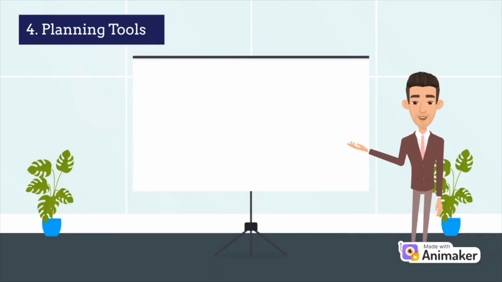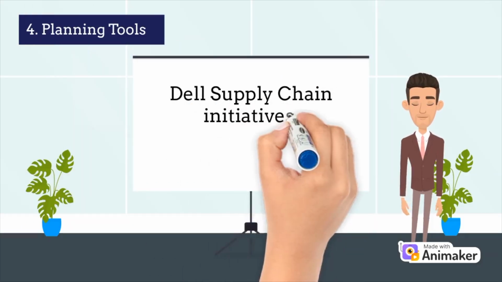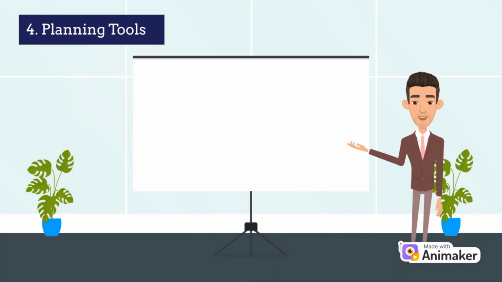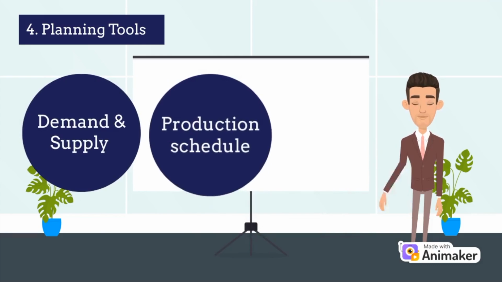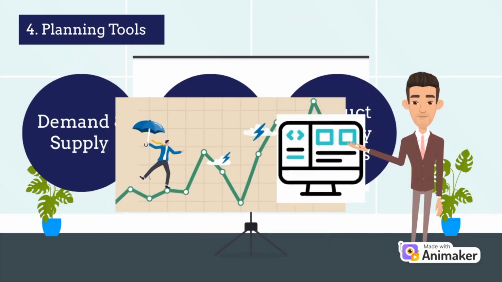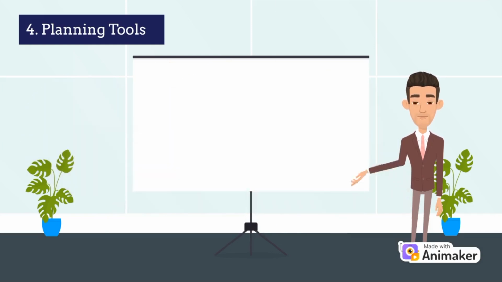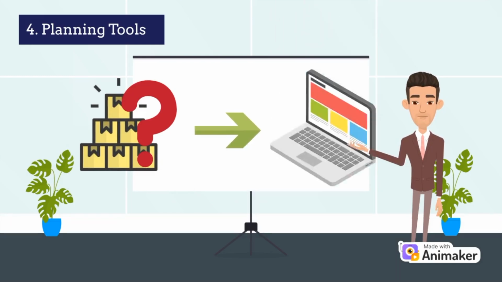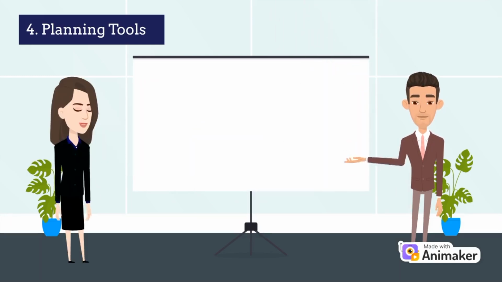Other than that, Dell uses Dell Supply Chain Initiatives and I2 rhythms to improve the planning process. DSI2 optimizes the planning of demand and supply, build-to-order production schedule, and product delivery process, and balancing the fluctuating customer order conditions through web-based communication. And then the I2 rhythms assist Dell to determine how many of each component type is needed to meet the final production requirements. Let's continue the process.